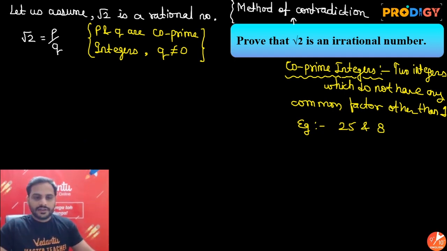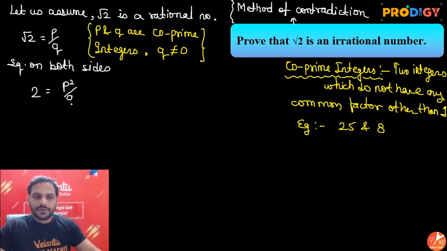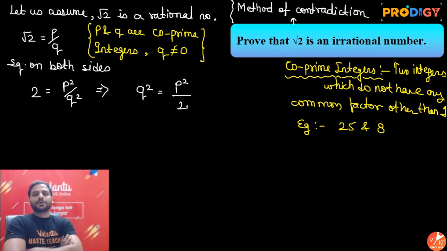Now let's start with this calculation. I have root 2 is equal to p by q. Let's square both sides. Here I have 2 and here p square by q square. Shift q square over there and 2 over here. So you will get q square is equal to p square by 2.